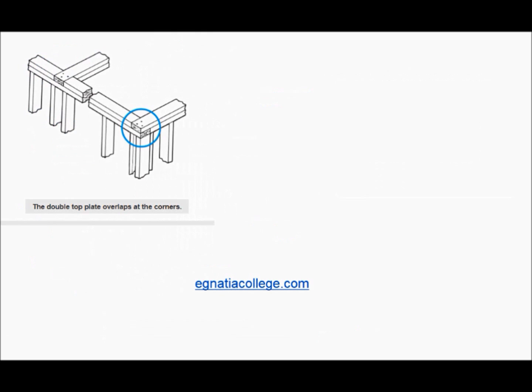A characteristic of platform framing is that all wall studs, the main framing members in walls, extend only the height of 1 story. Interior walls, called partitions, are the same as exterior walls. The bottoms of the studs are held in position by a bottom or sole plate. The tops of the studs are held in position by a top plate.